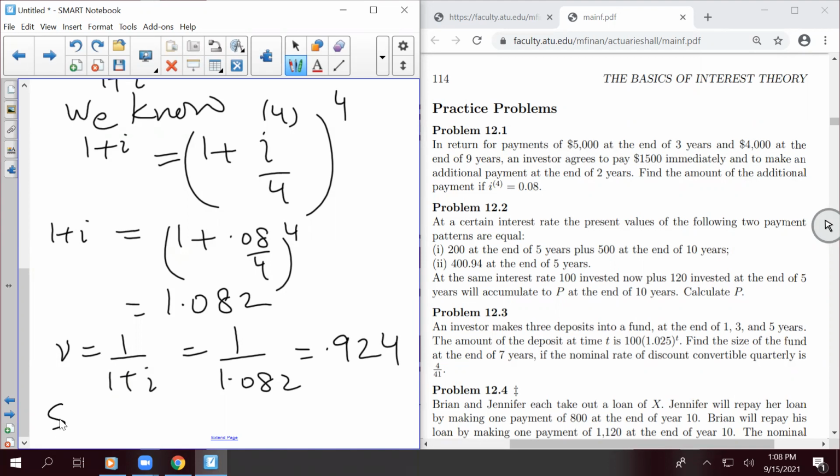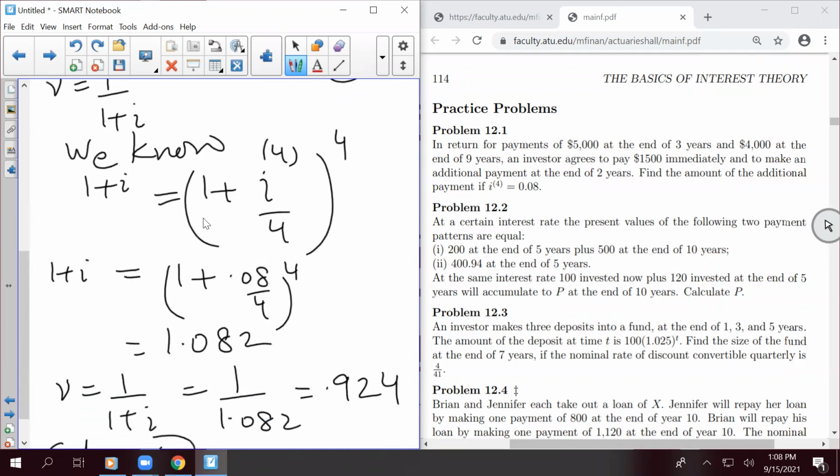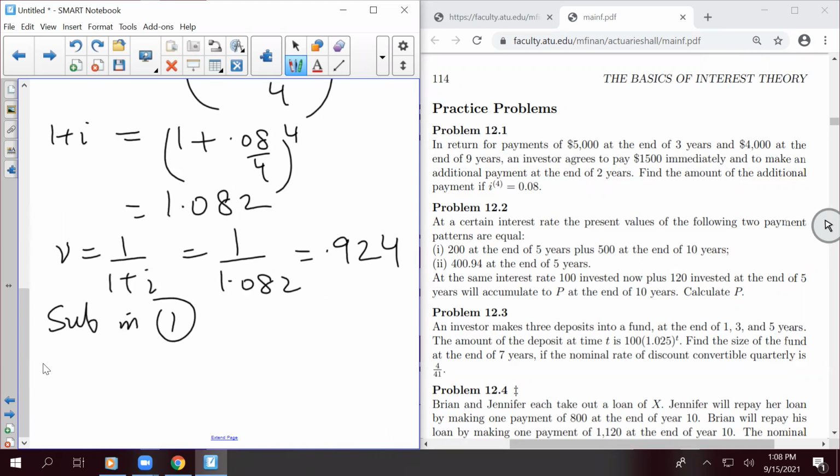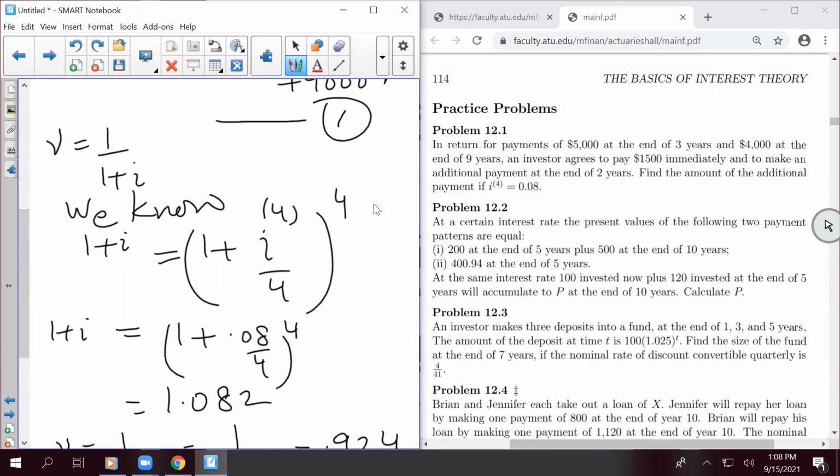And we substitute in equation 1. So nu is 0.924. So equation 1 will become 1500 plus x times 0.924 squared equals 400 times 0.924 cubed plus 500 times 0.924 cubed plus 400 times 0.924 to the 9th.